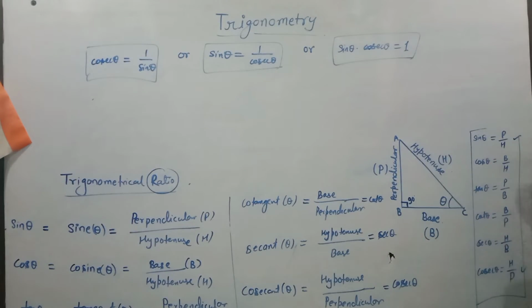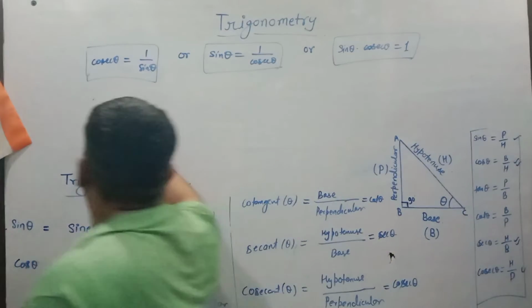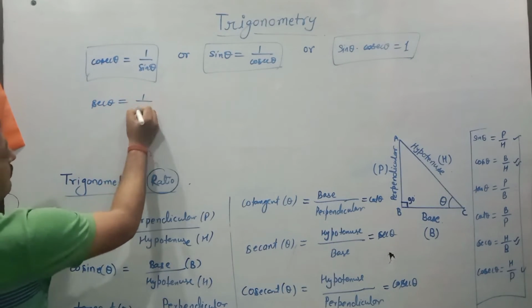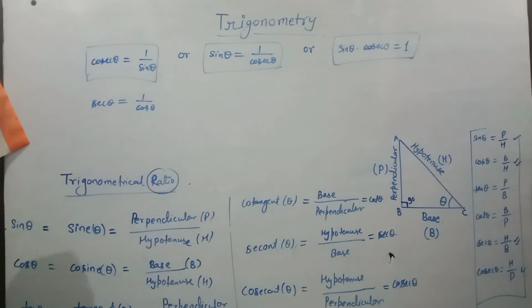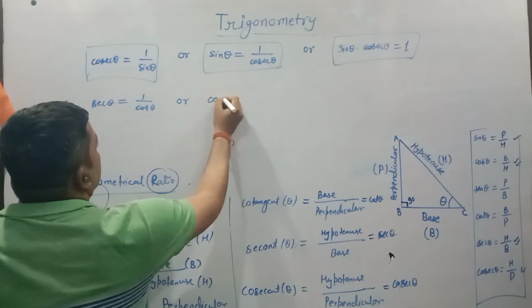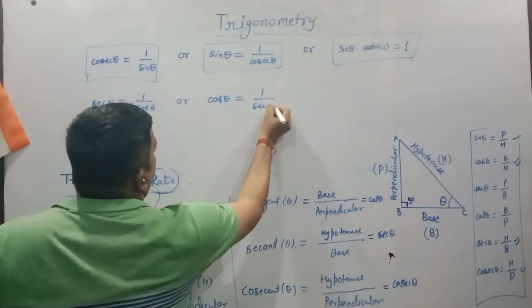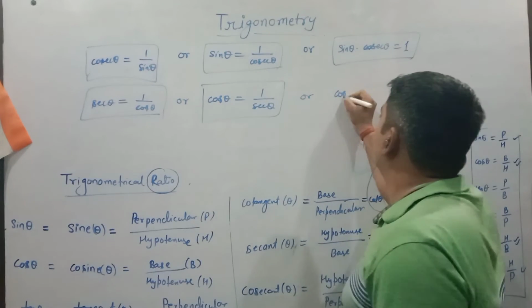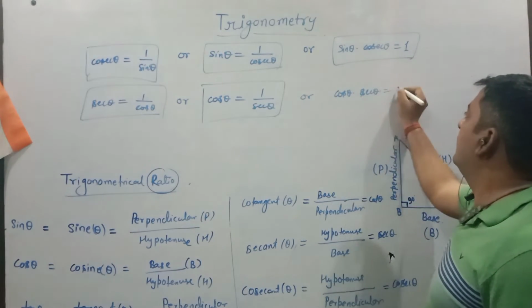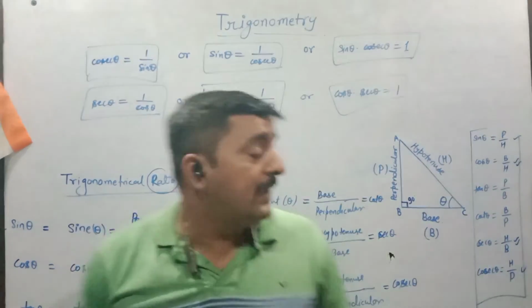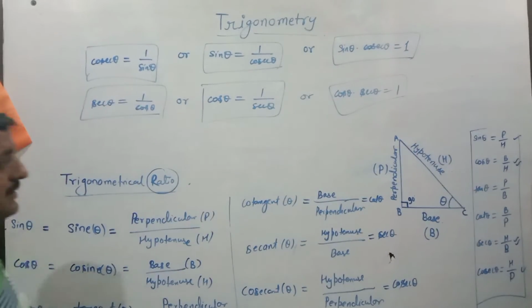Again check cos theta and sec theta. You can get another relation between cos and sec. Sec theta is equal to 1 upon cos theta, or cos theta is equal to 1 upon sec theta, or cos theta into sec theta is equal to 1. We can say that the product of sin theta and cosec theta is equal to 1, and also the product of cos theta and sec theta is equal to 1.